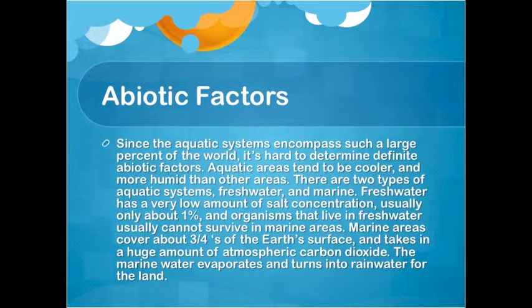Abiotic factors. Since the aquatic system encompasses such a large percent of the world, it's hard to determine definite abiotic factors. Aquatic areas tend to be cooler and more humid than other areas. There are two types of aquatic systems, freshwater and marine. Freshwater has a very low amount of salt concentration, usually only about 1%, and organisms that live in freshwater usually cannot survive in marine areas.